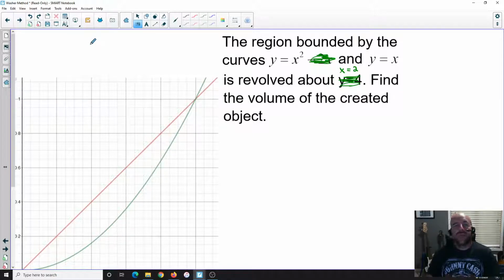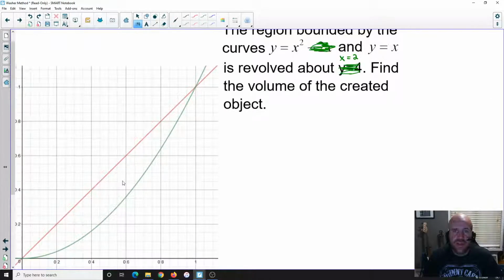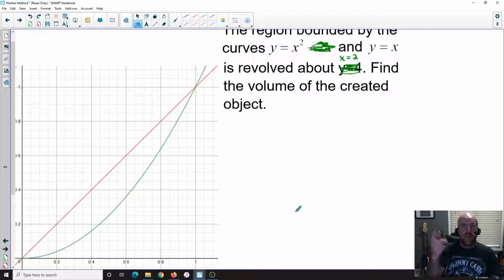Alright, so now the second example. Second example, we have an x squared as a function and x as a function. So we're taking this area and we're going to revolve it around x equals 2. So keep in mind x equals 2 is a vertical line. So my graph doesn't have 2 as an x value, so we're just going to pretend that it's out here somewhere. Okay? So remember, we're not rotating around the y or rotating around the x. We're rotating around x equals 2.